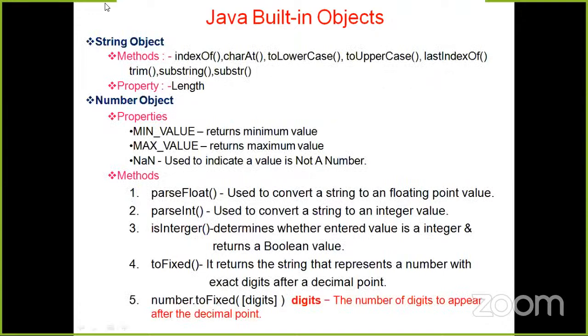Okay, we will proceed. Now there are the string object and number object. For the string object, there are so many methods associated with it, and the property means length.